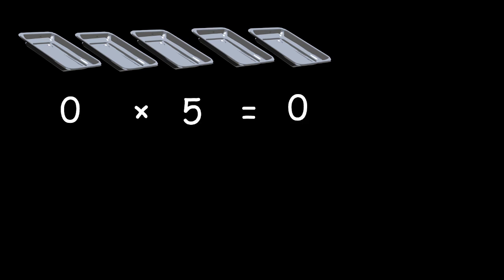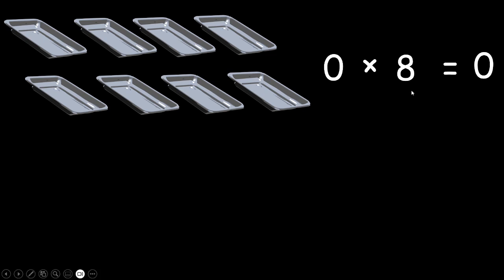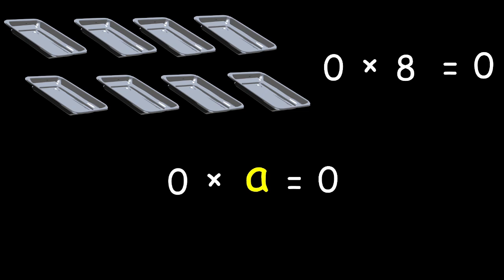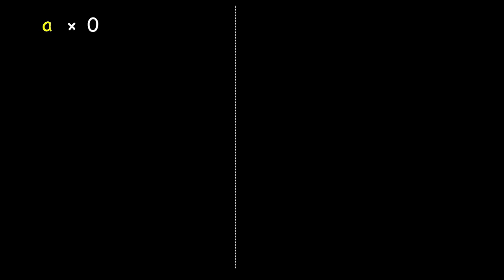Similarly, if there were 5 trays and 0 cupcakes in each, 0 into 5 would be 0. Or if there were 8 trays and 0 cupcakes in each, 0 into 8 will be 0. That means if I put any number over here and multiply it with 0, this is going to be 0, right? So I can write that 0 into a, where a is any number, is equal to 0, right? Now let us see what would be the case with a into 0.